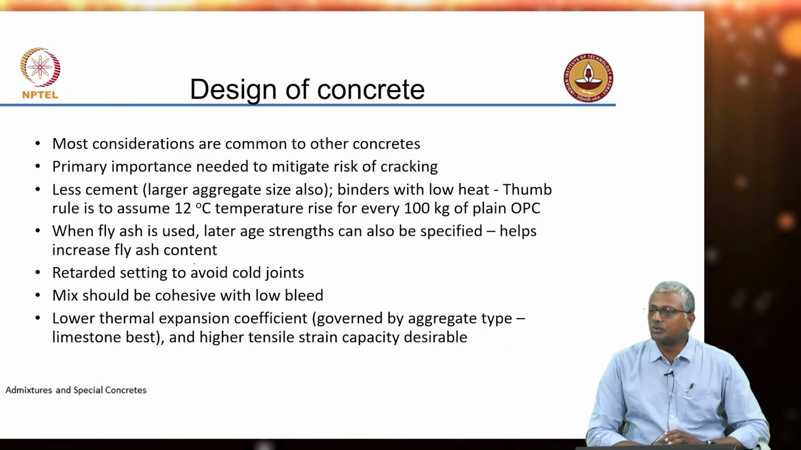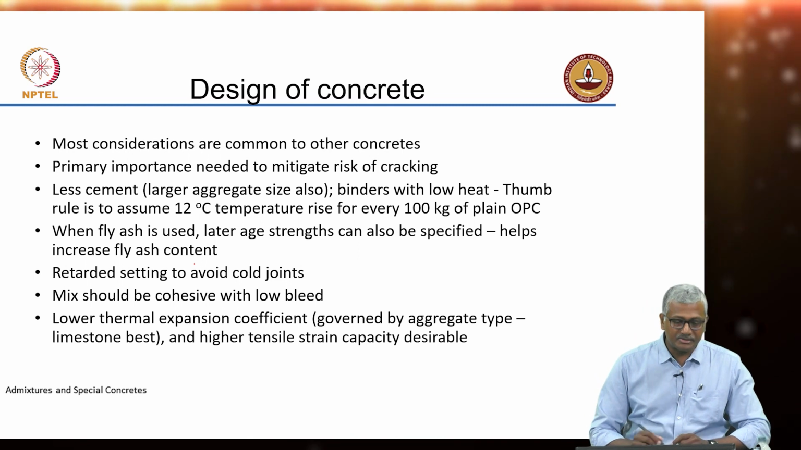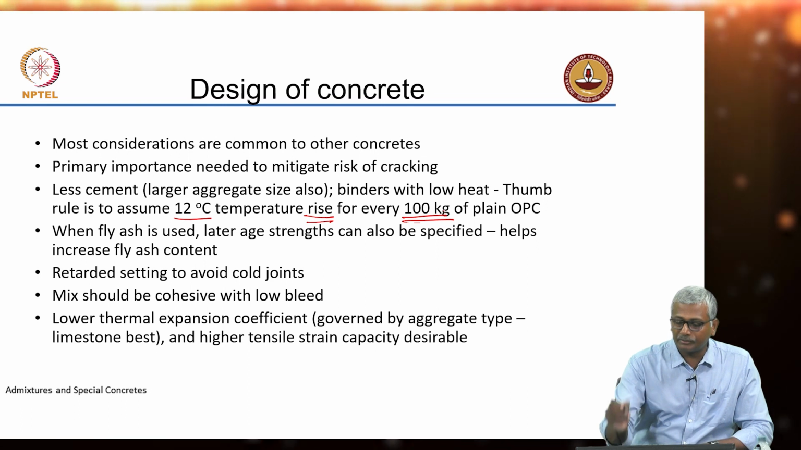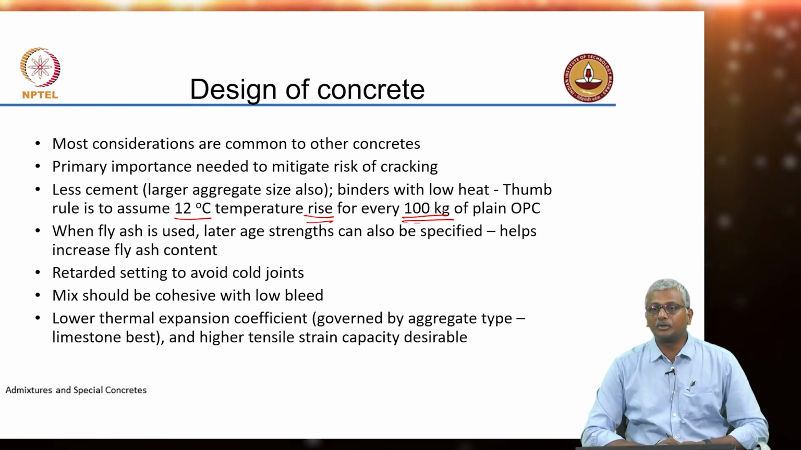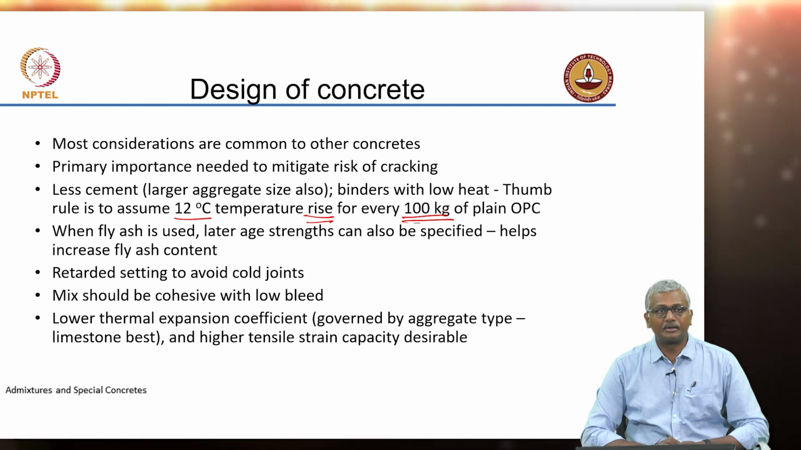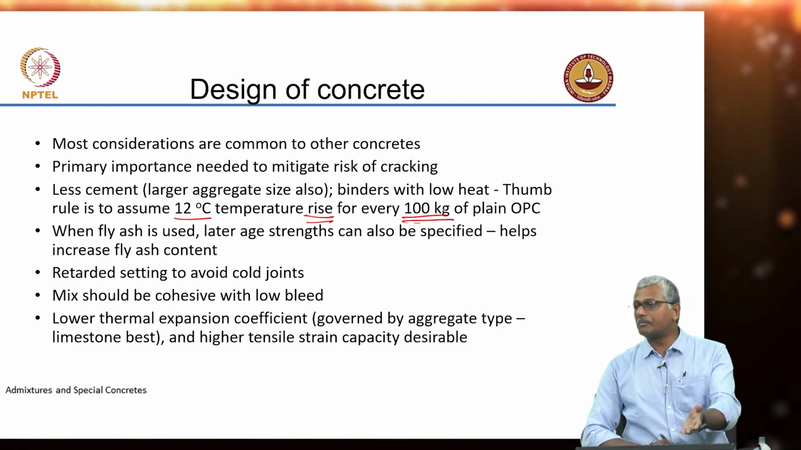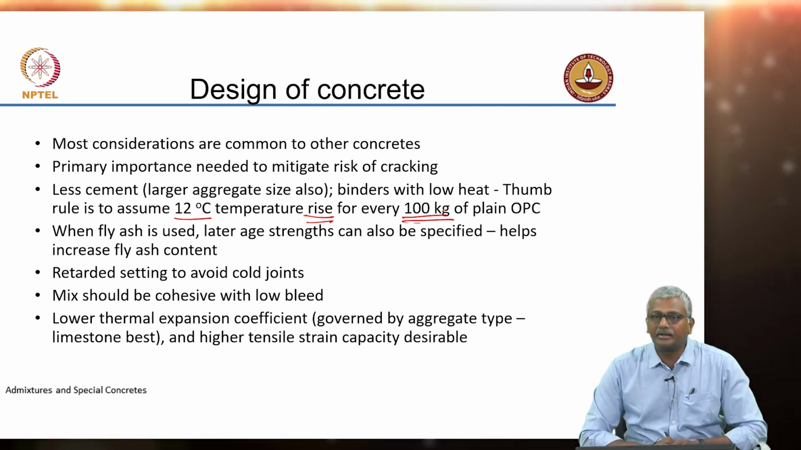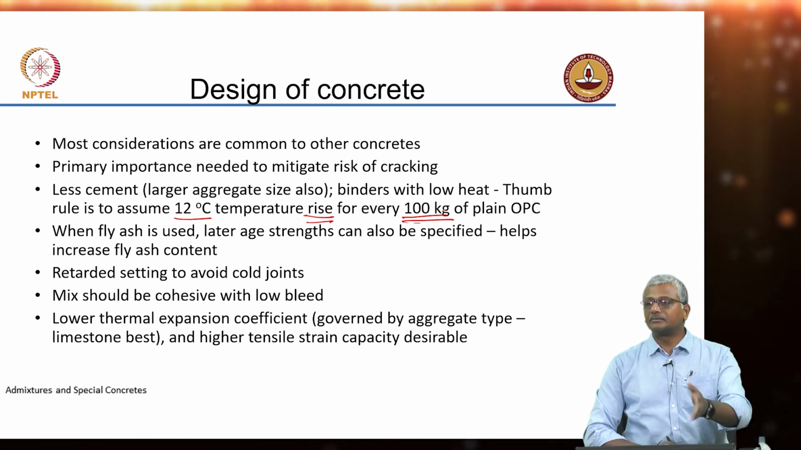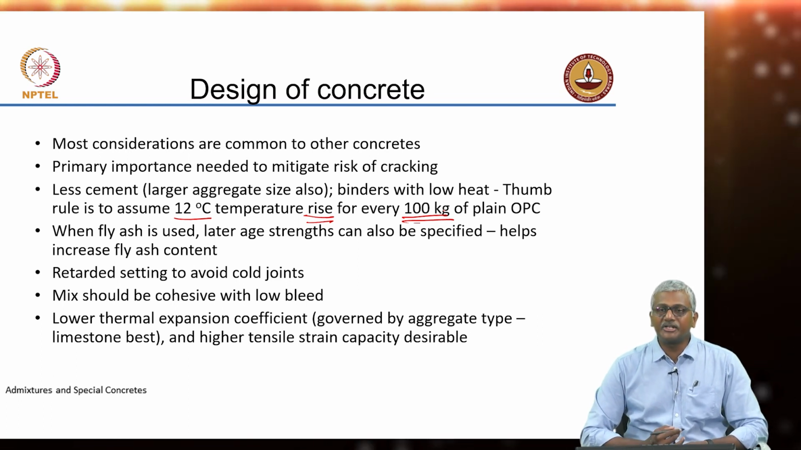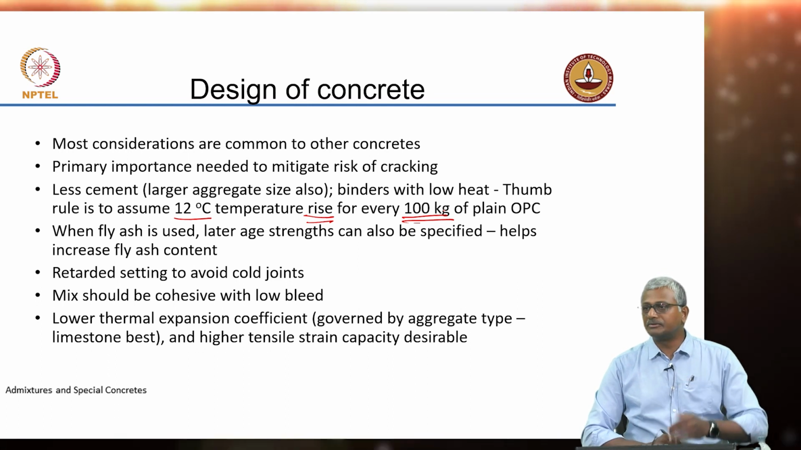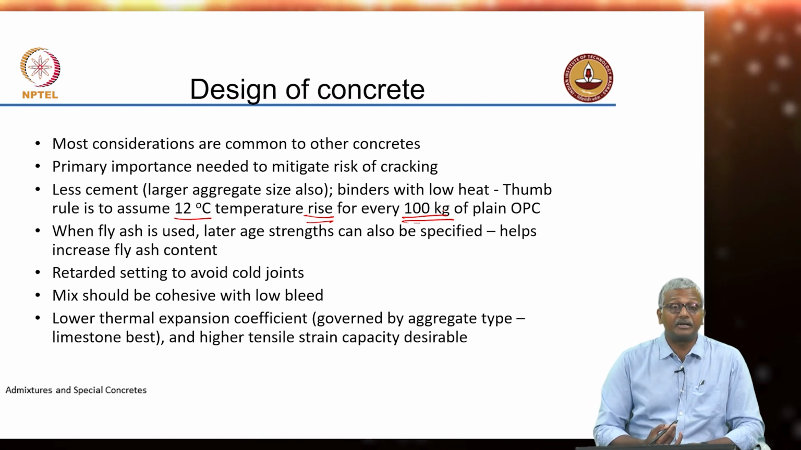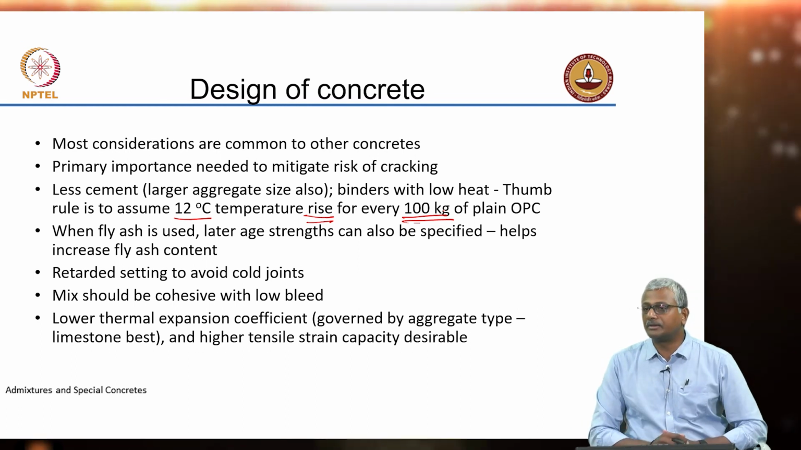A thumb rule, if you don't have any data about temperature rise, is to assume that you'll have a 12 degrees rise in temperature for every 100 kilograms of plain OPC that you use in your system. If your mix is going to be cement plus slag, you can probably reduce it to 11 degrees per 100 kilograms. If you have cement plus 30% or more fly ash, then you can assume that the temperature will be only about 8 to 9 degrees rise per 100 kilograms of the cementing material that you're using in your system.